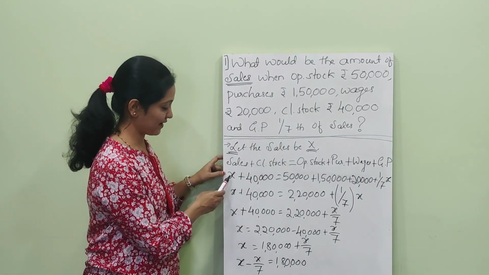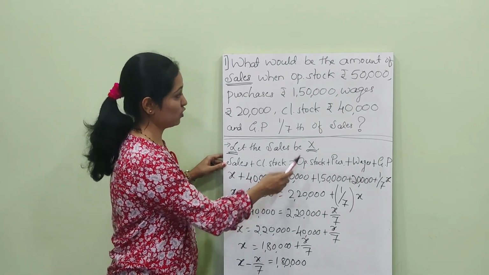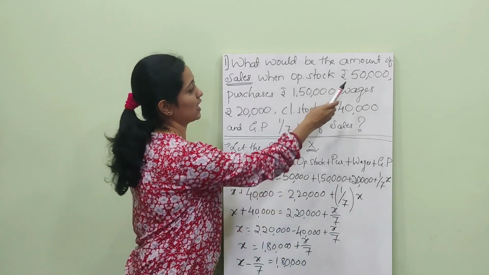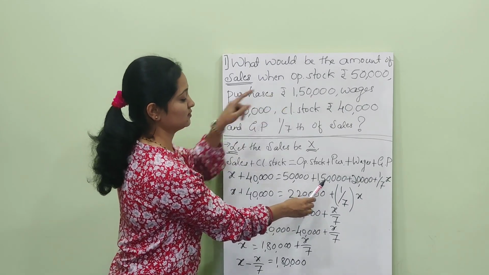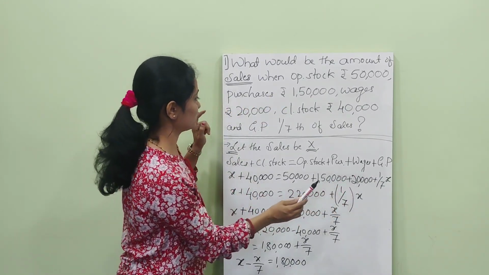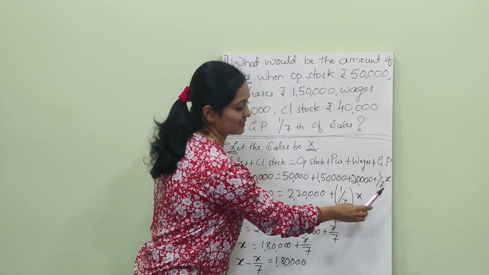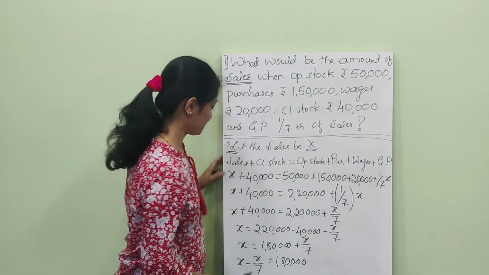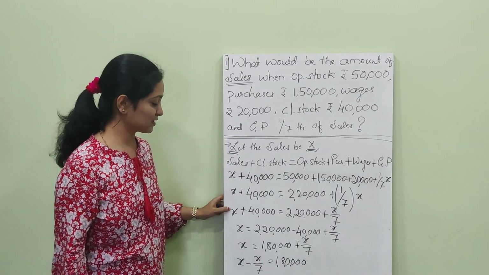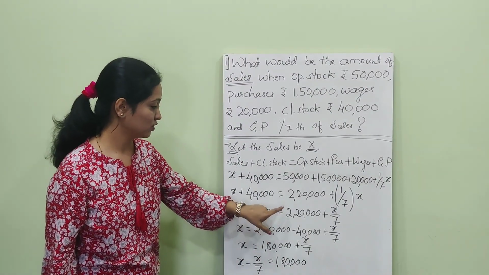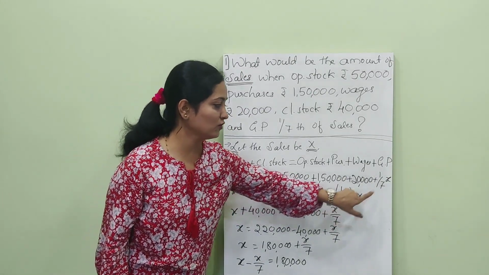Let us calculate sales. We have assumed it as X. Sales X plus closing stock rupees 40,000 is equal to opening stock rupees 50,000 plus purchases 1,50,000 plus wages 20,000 plus gross profit 1/7 of sales. They have said 1/7 of X. Then let us simplify the formula. X plus 40,000 is equal to 2,20,000 plus 1/7 of X.